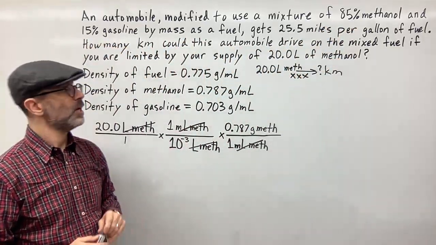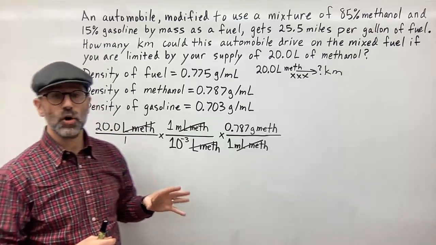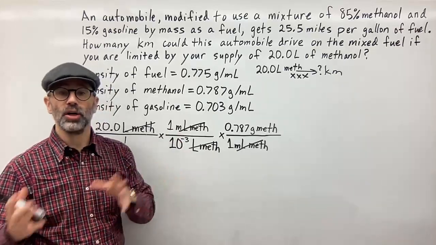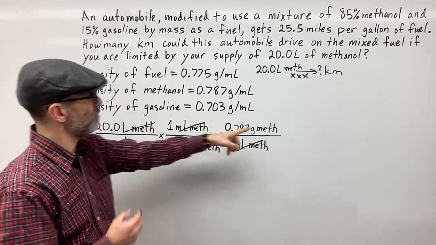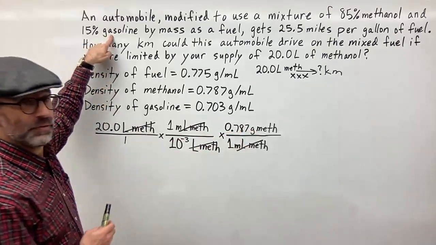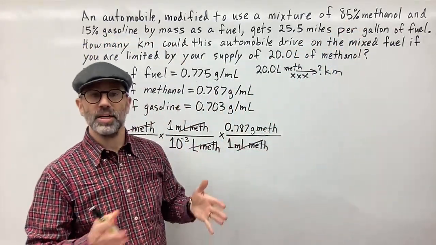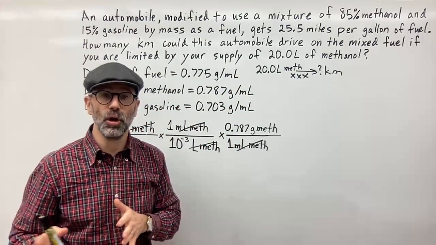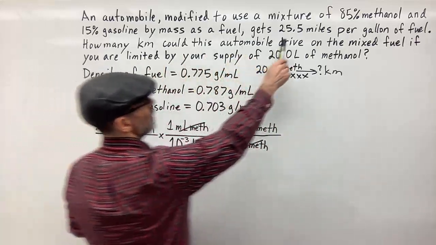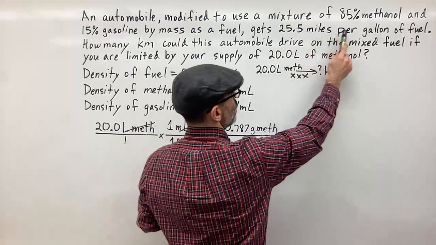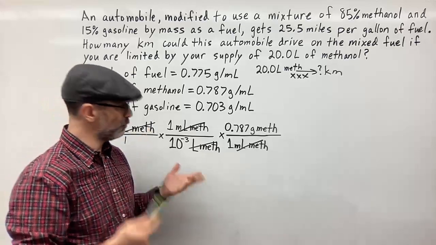percentages, right? So this is 85% methanol, which is going to be grams of methanol per 100 grams of fuel, right? So since I have methanol here, I'm not going to use the 15% gasoline. I'm going to use the 85% methanol, because that's going to help me convert to grams of fuel. I want grams of fuel because they're telling me that it's 25.5 miles per gallon of fuel. So in order to use that, I need to convert to fuel.